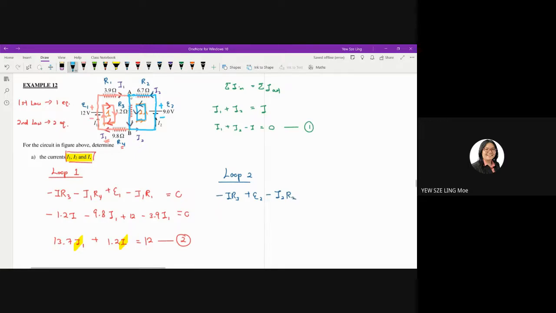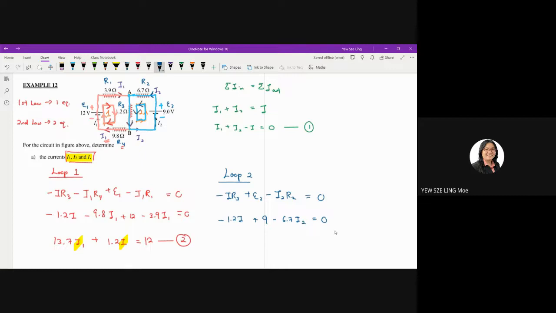And then it goes back to A. That marks the end of this journey, so it is equal to 0. Next step, again, I'm going to plug in the values. Negative IR3 plus EMF2, negative I2 R2 equals 0. So negative 1.2I plus 9 minus 6.7I2, because I2 is the current that's flowing through R2, equals 0.